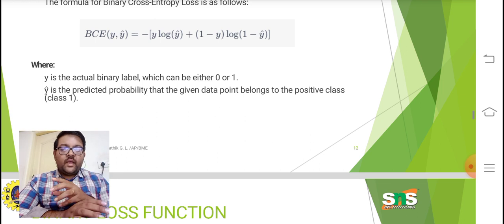Here y is the actual binary label, which can be either 0 or 1. ŷ is the predicted probability that the given data point belongs to the positive class, or class 1.